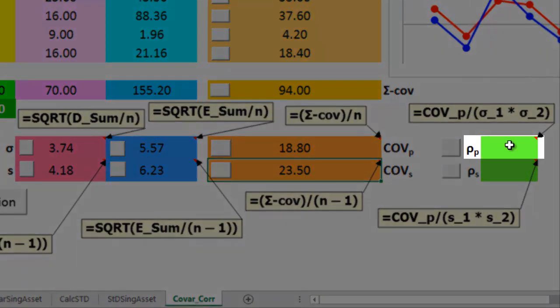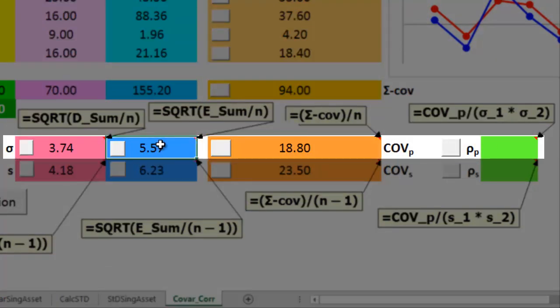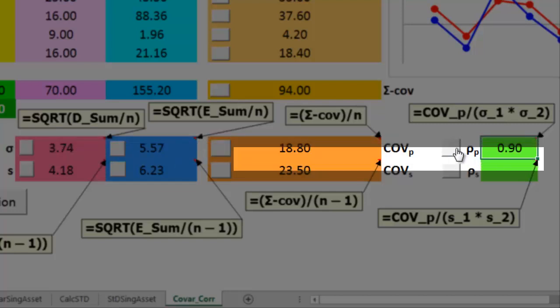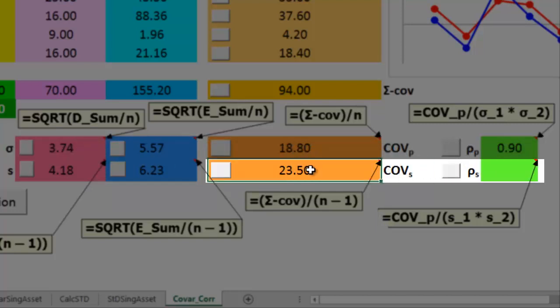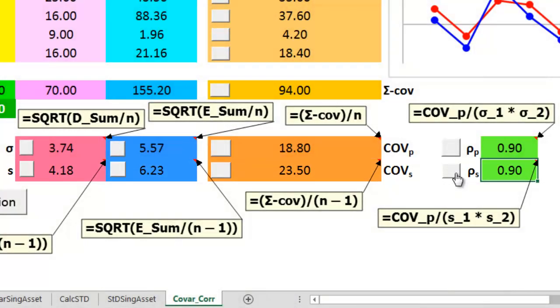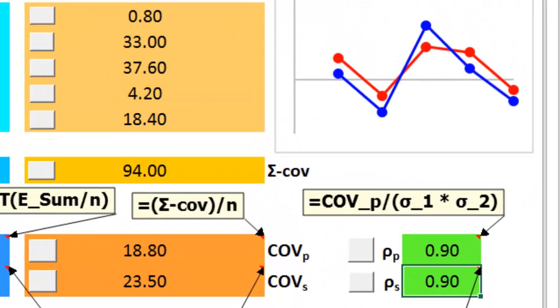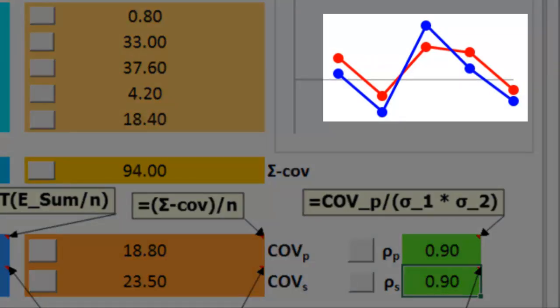The correlation for the population is then the covariance divided by the two relevant standard deviations multiplied together. And the sample correlation follows the same process, but this time we use the sample information. A high positive correlation of +0.9 does tell us what we already knew. These two investments are highly correlated, but now we know exactly how correlated.